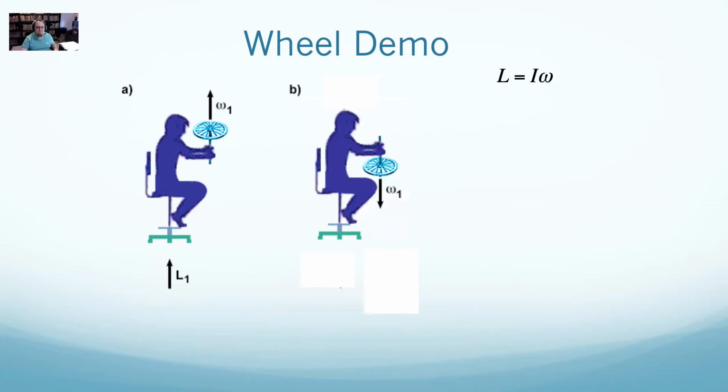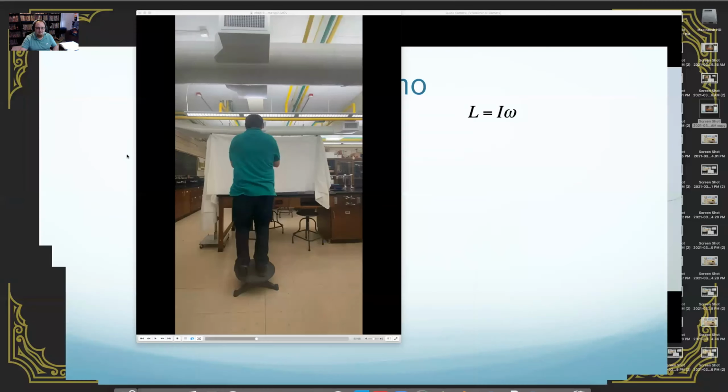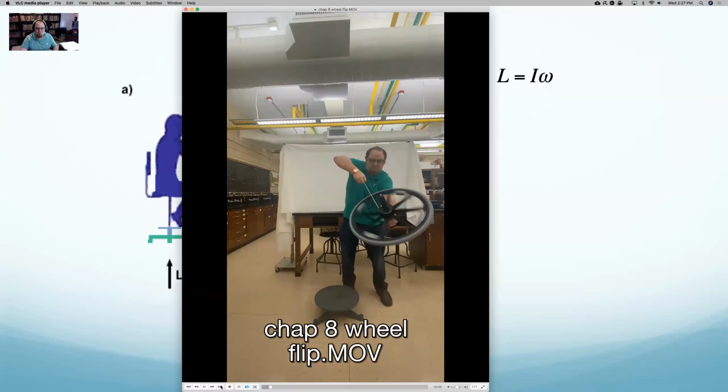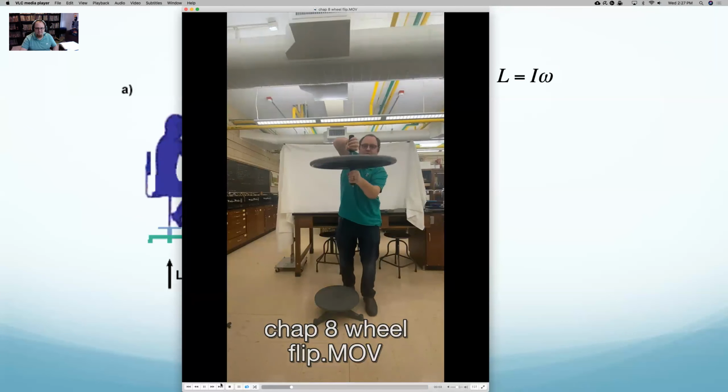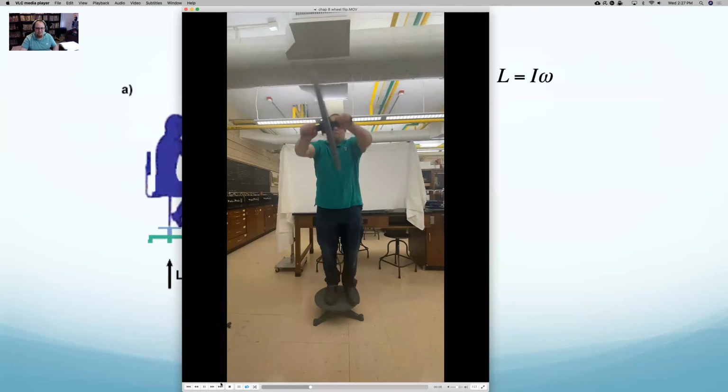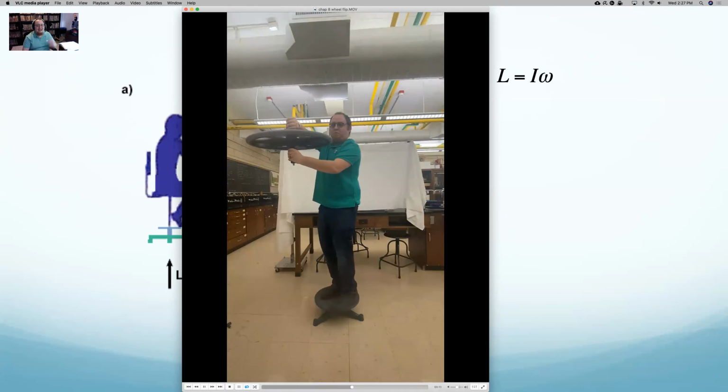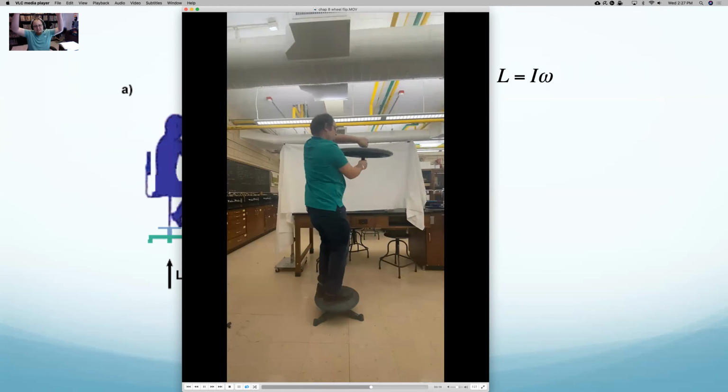If I set that spinning, I have a certain amount of angular momentum. I don't, but the wheel does. And angular momentum is a vector. If it's spinning the correct way, let's say my angular momentum is up. What I'm going to do is turn the wheel upside down. So here we go. Wheel spinning, stand on platform, and flip. The second I flip it, I start spinning. When I put it back, I stop spinning. Flip it again, there I go again.